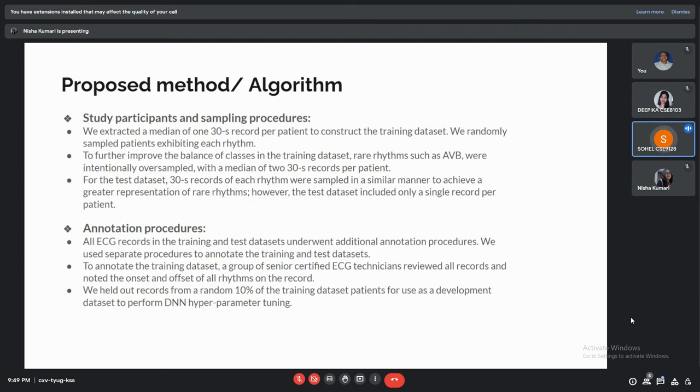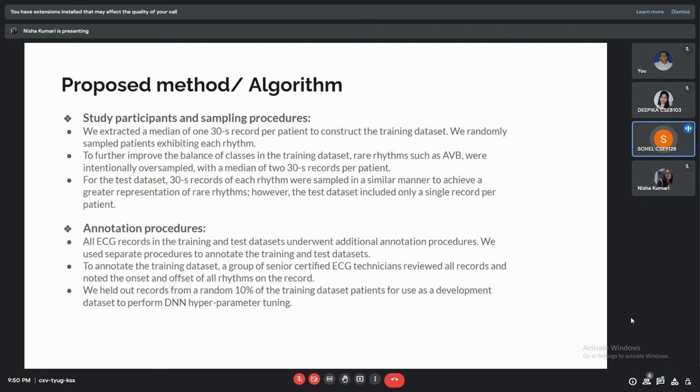For the test dataset, 32nd records of each rhythm were sampled in a similar manner to achieve a greater representation for rare rhythms. However, the test datasets include only a single record per patient.